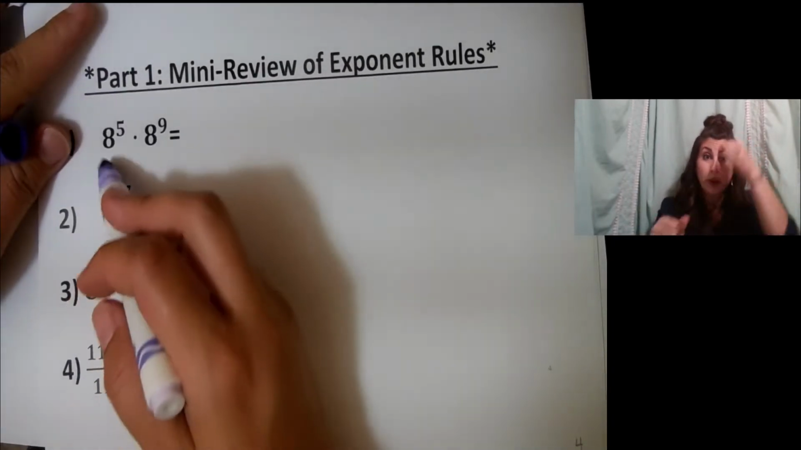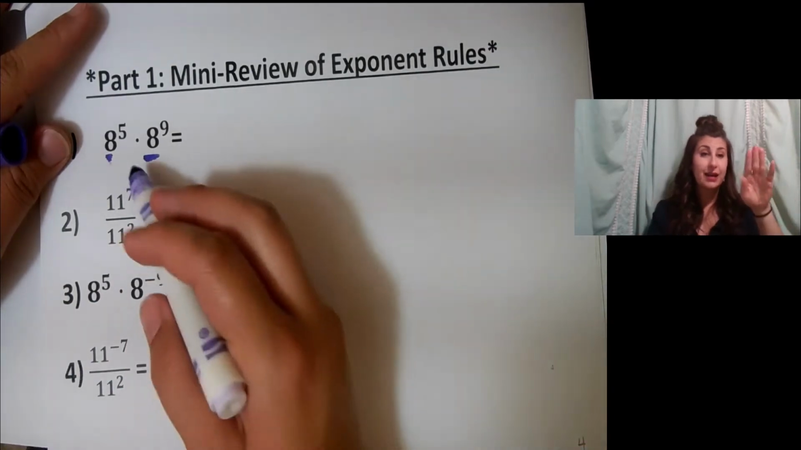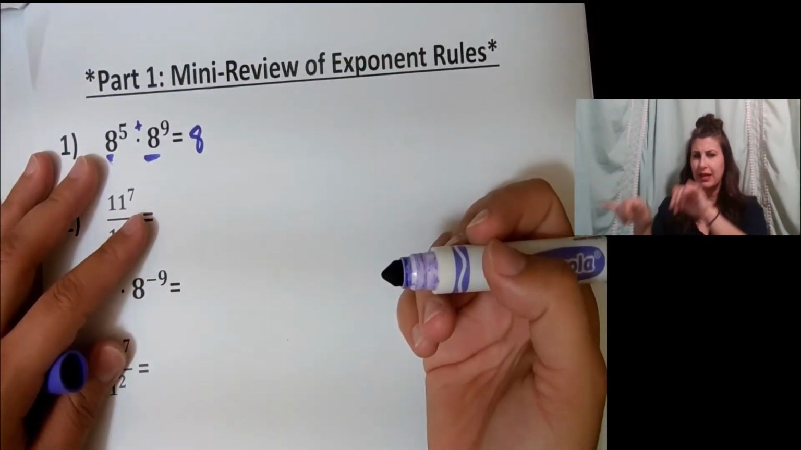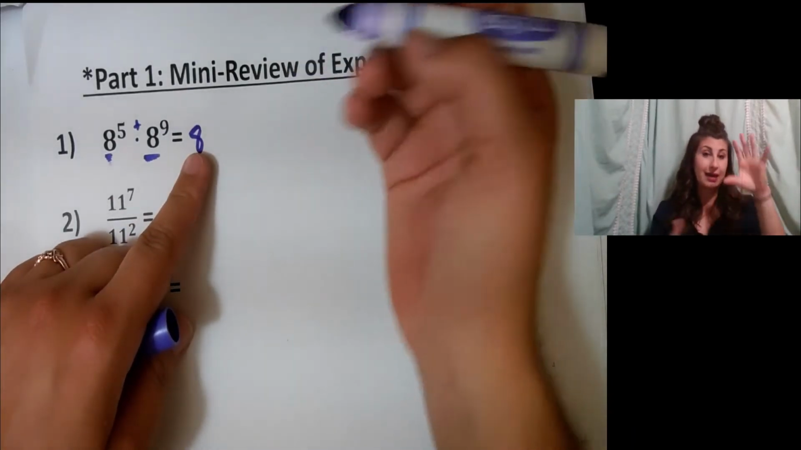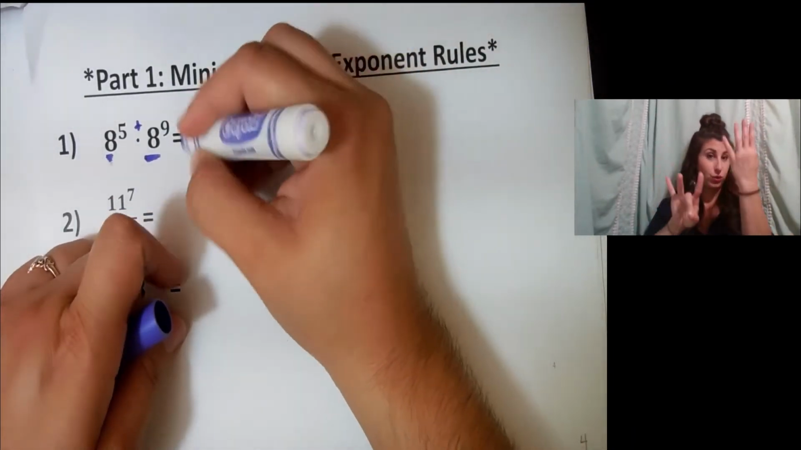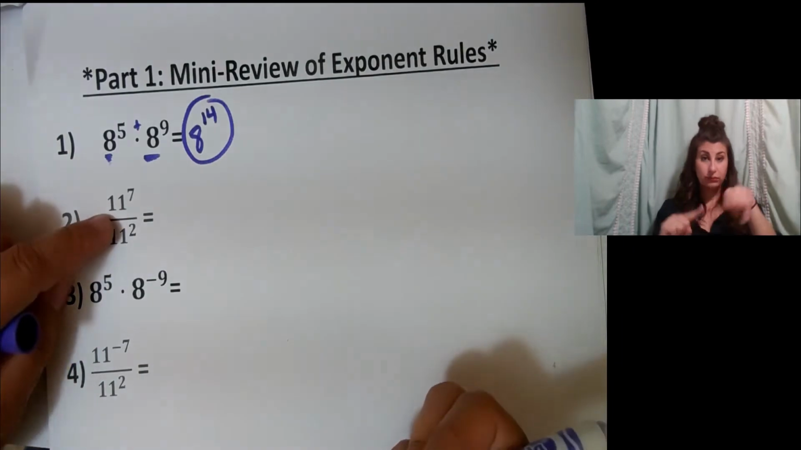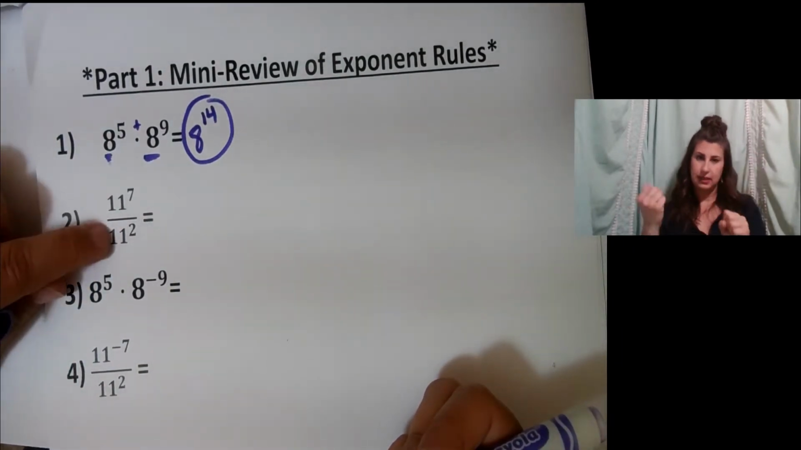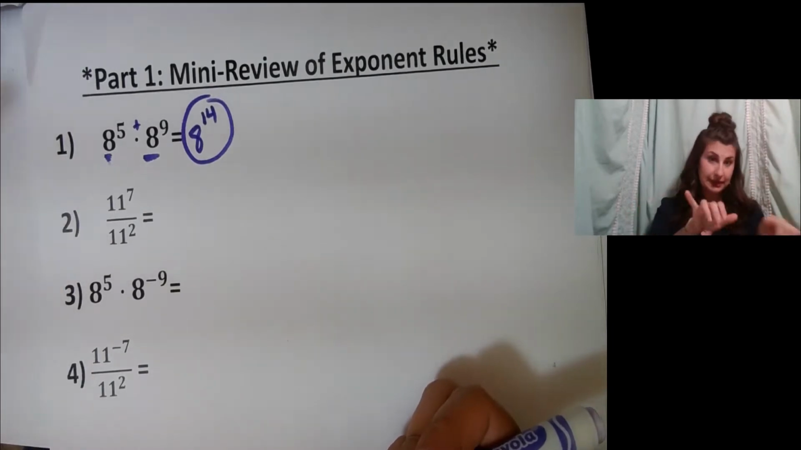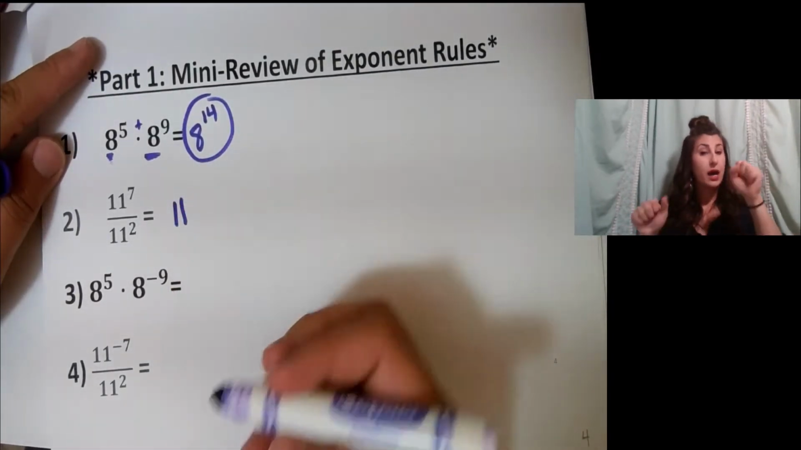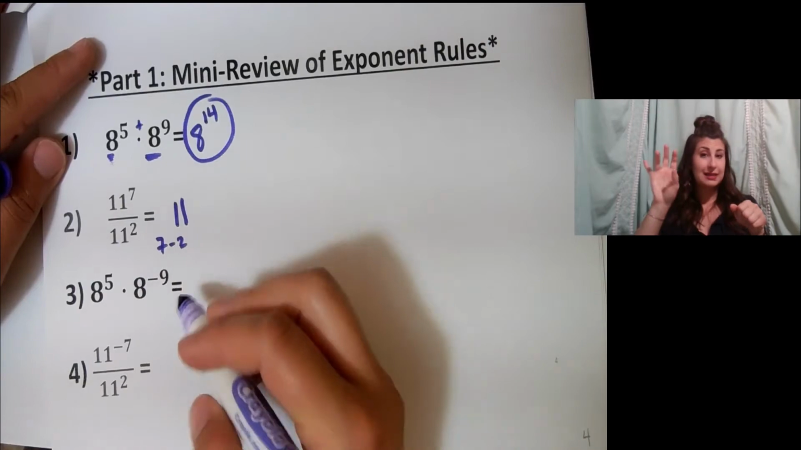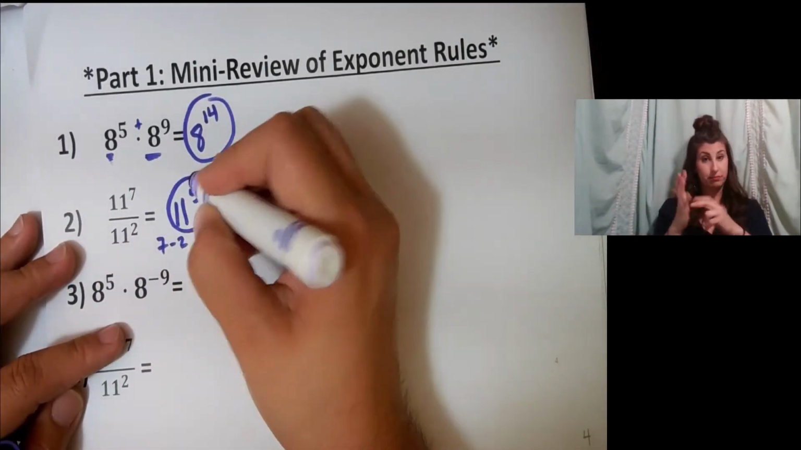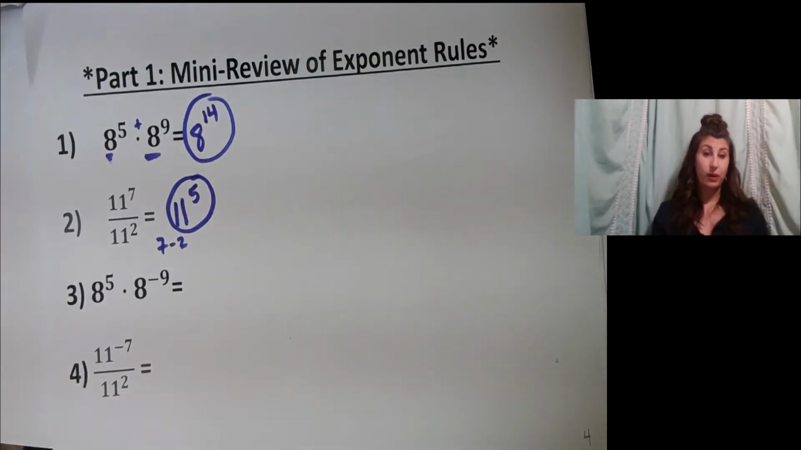So remember, if I have the same base and I'm multiplying, I can take that same base and add those exponents. So this would be 8 to the 14th power. When I'm dividing exponents with like bases, it's 11 and 11, that's my like base, then I can subtract. So I can say 7 minus 2. I can subtract these exponents. So that will get me 11 to the 5th power.